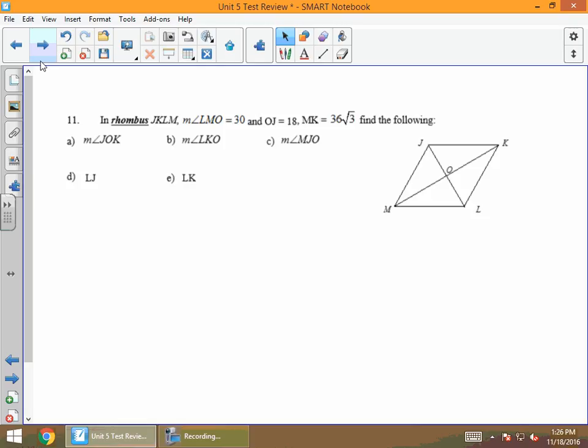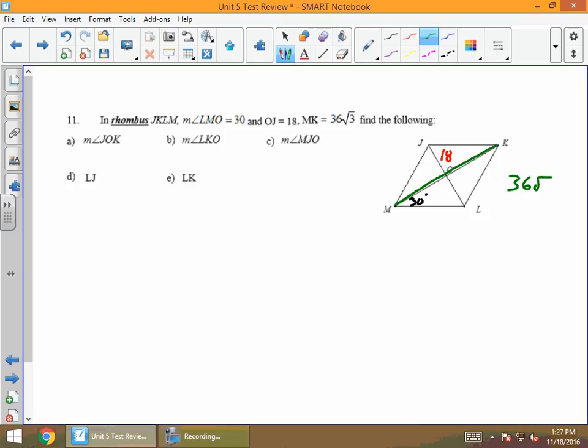Good idea. So, to the first one here. LMO is 30 degrees. OJ is right here, that little segment. That is 18. My other one, MK, is this whole segment. I'm going to write it over here to say that's 36 radical 3. Find the following bits of information. I need to find the measure of JOK. JOK is right there in the middle.